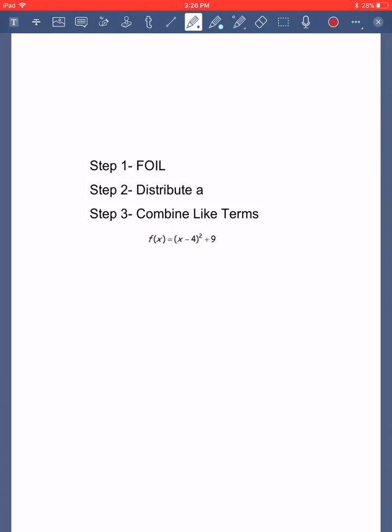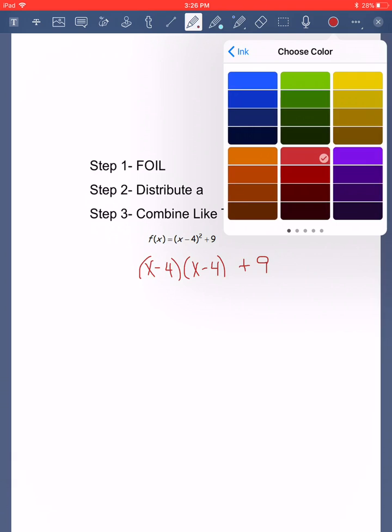in fact FOILing is this (x minus 4) squared, because (x minus 4) squared is really x minus 4 times x minus 4, and then you'll be adding 9 later. So we need to FOIL x minus 4 times x minus 4. So you can FOIL it together, do the box method, however you need to multiply it.